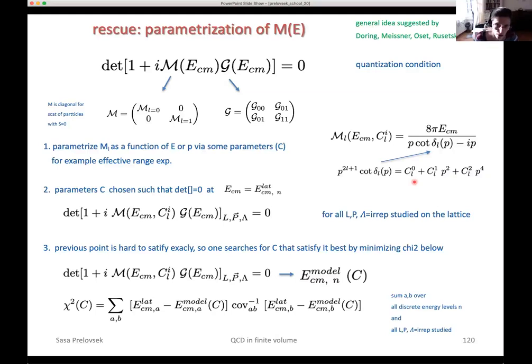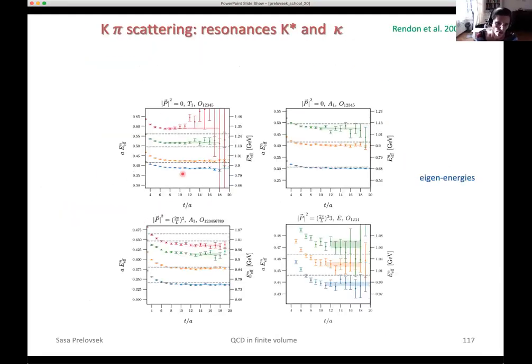So how to determine those constants now? You have to determine them from the lattice data. The ideal constants would be such that this determinant would be zero at the energies which you measure as eigenenergies. Let me remind you that this determinant should be equal to zero for those energies which are given here. This determinant condition is given for each irrep, for each total momentum. So for example, if you have total momentum zero and this irrep, you want this determinant to be equal to zero at these energies. Those will be the ideal parameters that solve your problem. Or for this total momentum and this irrep, you want this determinant to be equal to zero at these energies which are measured here.